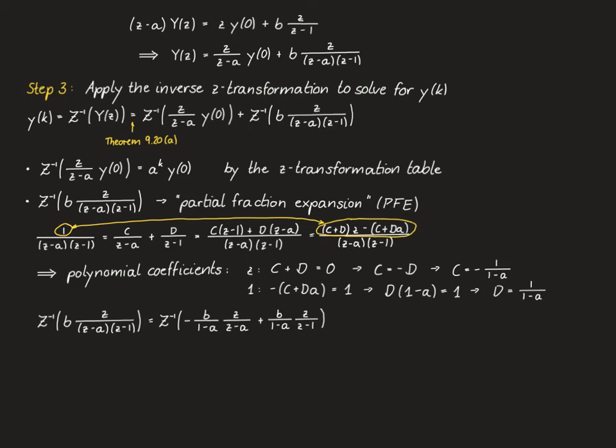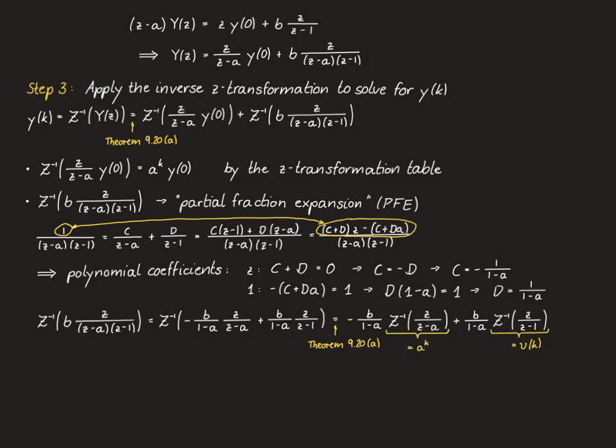Substituting these results for the two constants c and d up here and replacing this fraction with the two fractions in the expression up here, the inverse Z-transformation that we want to compute can be written as the inverse Z-transformation of the sum of two terms. Now we can again use the linearity property of the Z-transformation in order to pull this inverse Z-transformation apart into these two inverse Z-transformations.